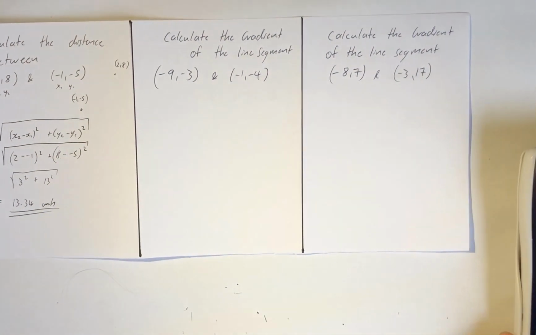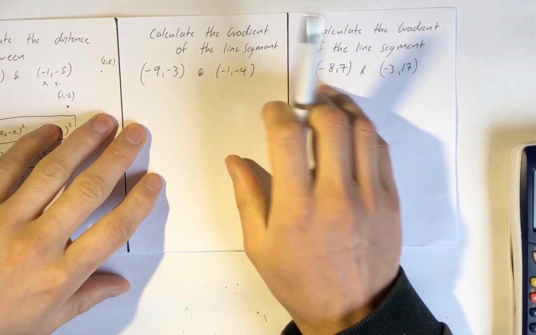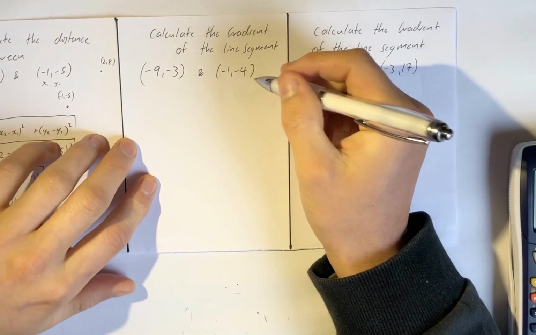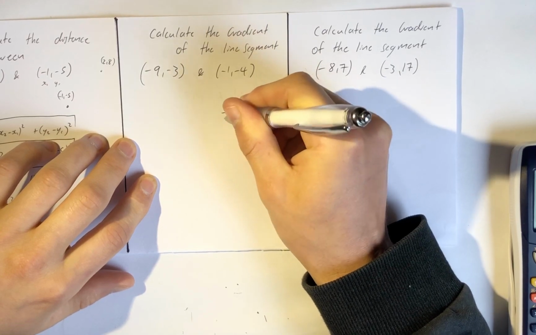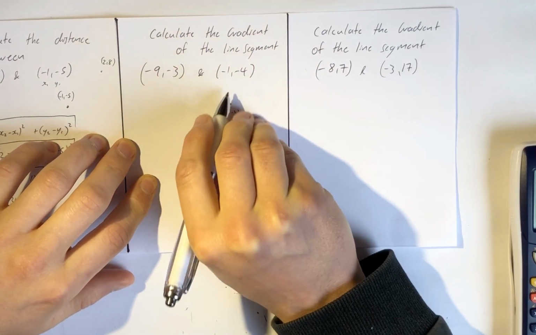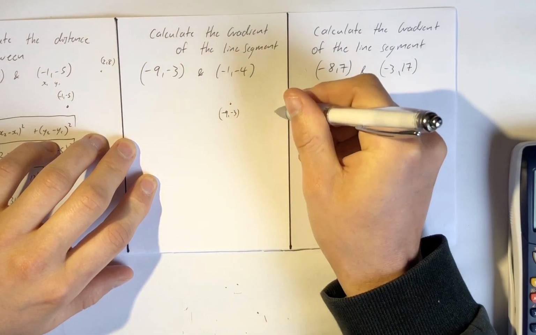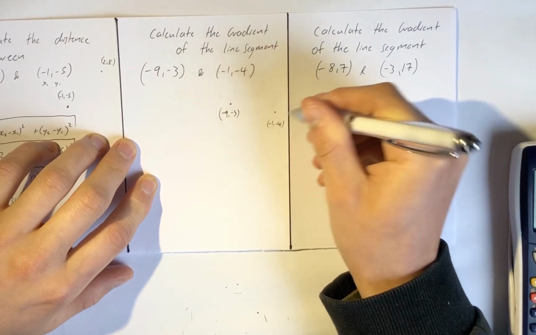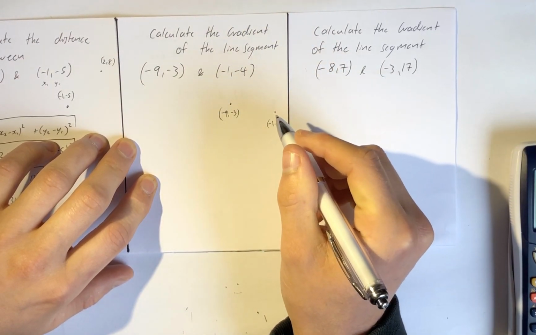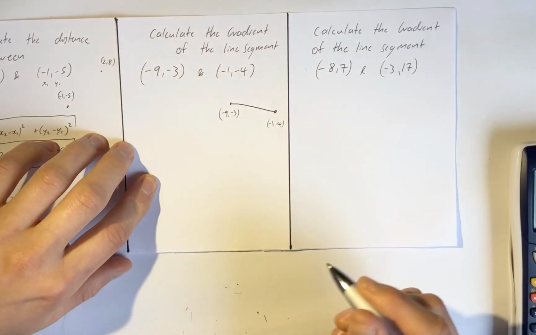Now I want you to calculate the gradient of this line segment, and this is where just sketching what that line is doing comes in handy. So we'll have -9, -3, and to go to this point, well, we'd have to go right by 8 and down 1. So you can actually tell it's probably going to be -1 over 8, isn't it? So we want the gradient of that line segment.